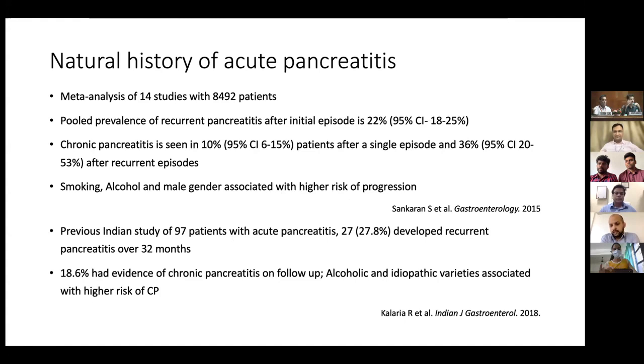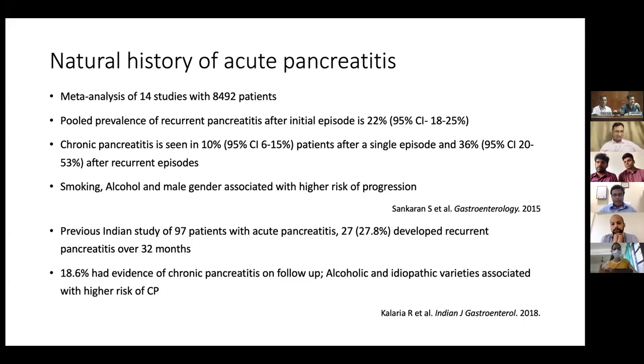Other than that, the risk factors for development of chronicity are smoking, alcohol, etc. So probably the first attack of pancreatitis was the harbinger of a disease process that will go on for the next few years to eventually lead this patient to chronic pancreatitis. I think that is the whole pathogenic mechanism going on at the back. Unless the pancreas melts away completely at the first episode itself, it is unlikely that the person will go on to develop chronic pancreatitis.